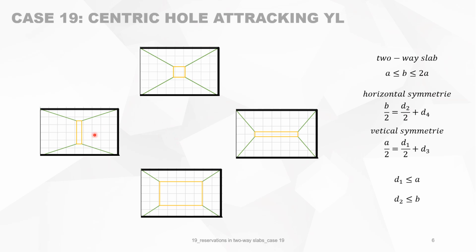First thing, we must note that if this reservation is approaching the edge, then you will have two yield lines, one on the support, and then the one just attracting the corner. So this is not very realistic as a yield line. So we must be careful when using attracting yield lines that the reservation is not too close to the edge of the slab.